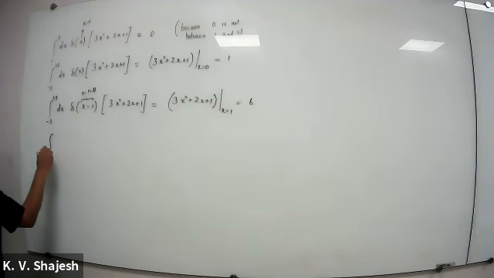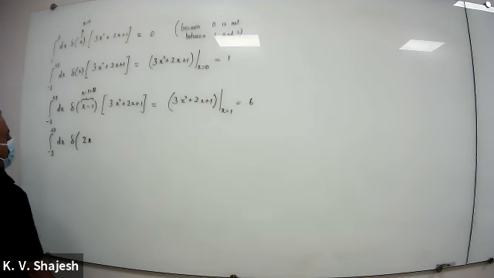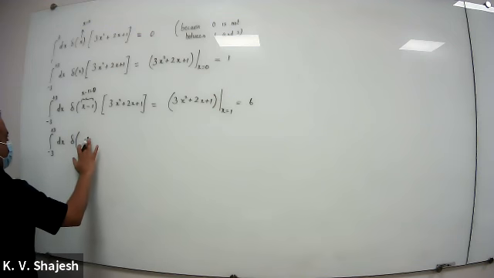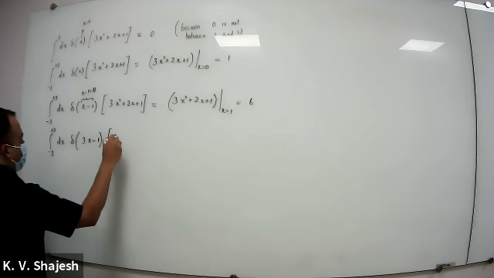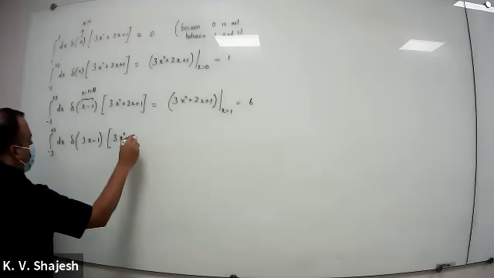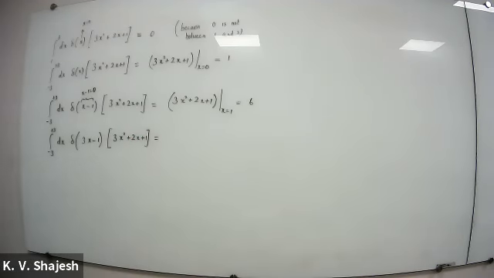So next example, minus 3 to plus 3 dx delta of, let's say, 3 times x minus 1. Okay. Be careful how you proceed on this. Yeah, let's have some answers. Yeah, can you guys?